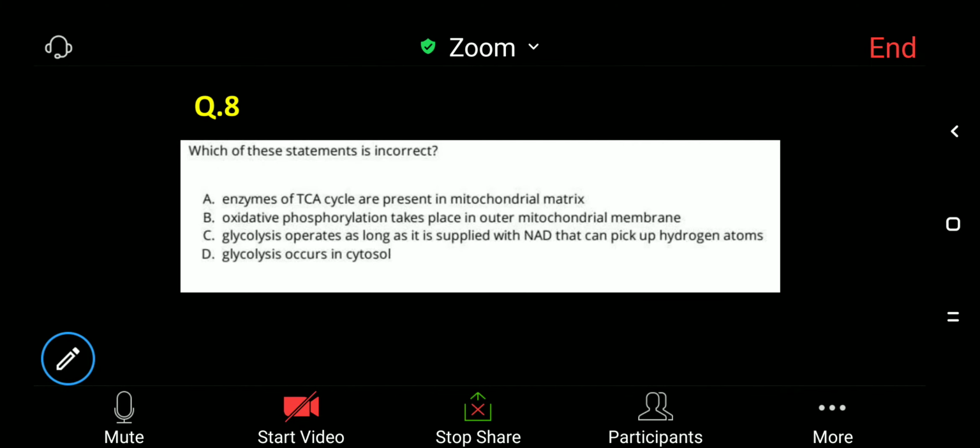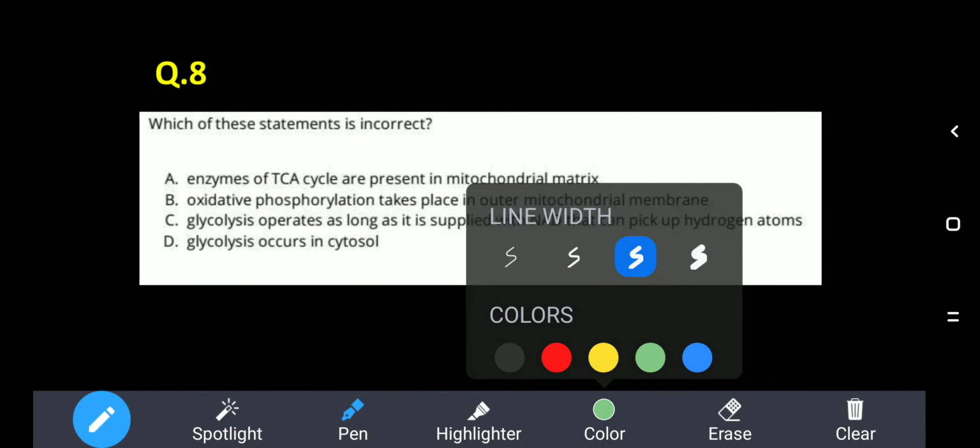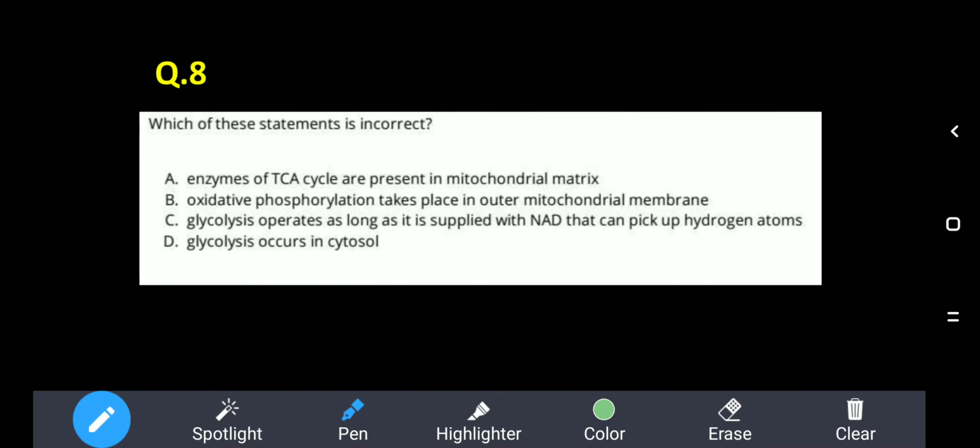Next question. Which of these statements is incorrect? Okay, and the options given to us are: enzymes of TCA cycle are present in mitochondrial matrix. Second, oxidative phosphorylation takes place in outer mitochondrial membrane. Glycolysis operates as long as it is supplied with NAD that can pick up hydrogen atoms. And the last one is glycolysis occurs in cytosol.